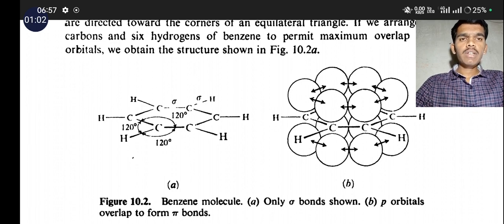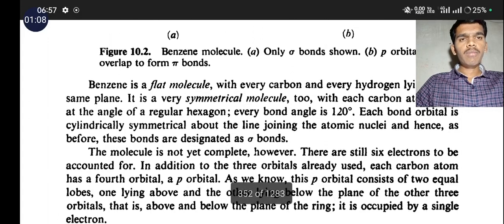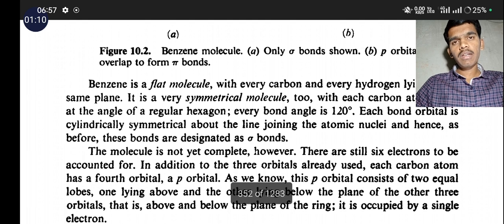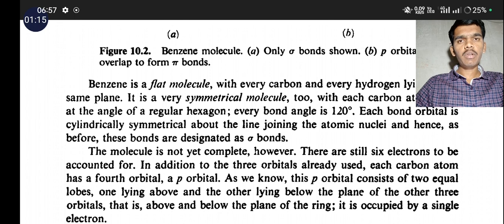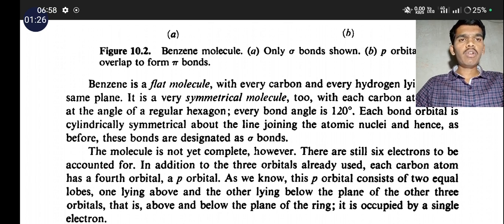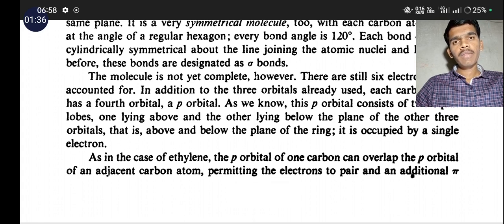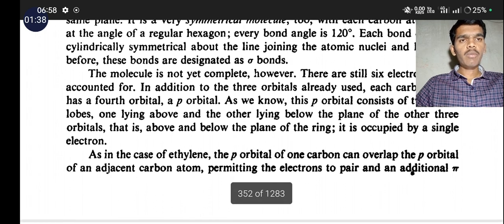And because this is happening in both the neighboring carbons, the bond length doesn't show single bond and then double bond, single bond, double bond. It will show a similar bond length of 1.39 Angstrom between every two carbons in a benzene ring. Benzene is a flat, symmetrical molecule. All the parts of it are equivalent. Then the bond angle is 120 degrees.